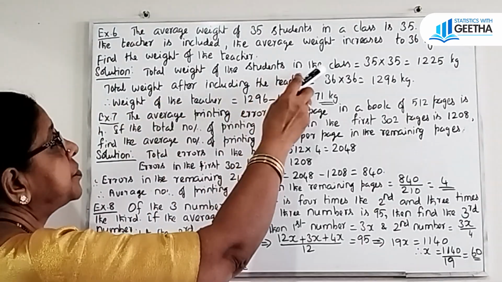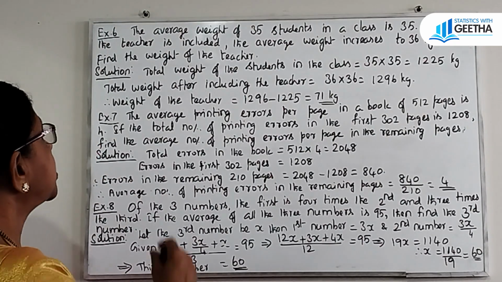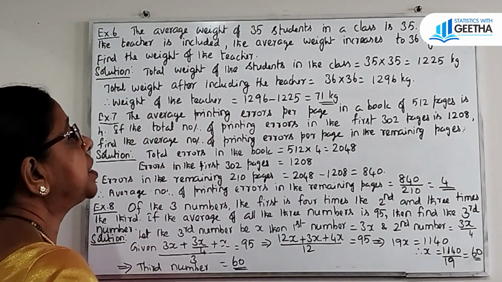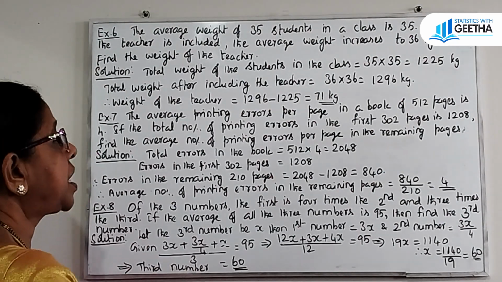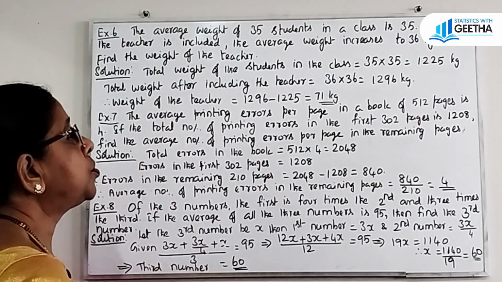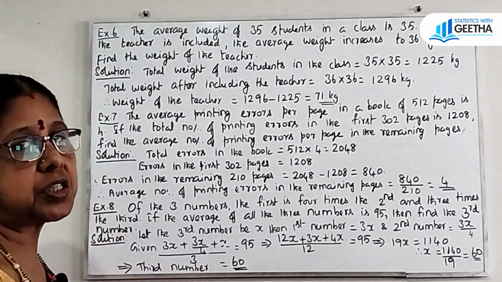Solution. Total weight of the students in the class is 35 into 35, that is 1225 kgs. Total weight after including the teacher is 36 into 36, that is 1296 kgs. Therefore, the weight of the teacher is 1296 minus 1225, which is 71 kgs.